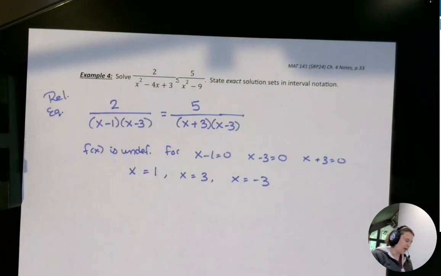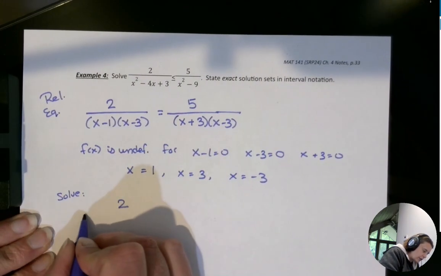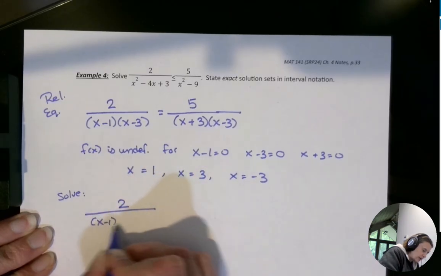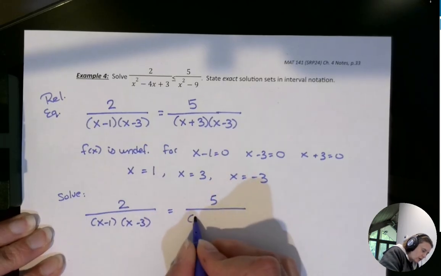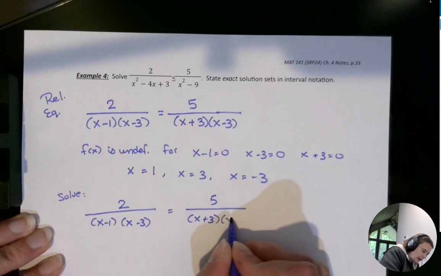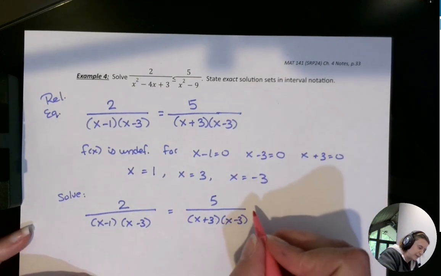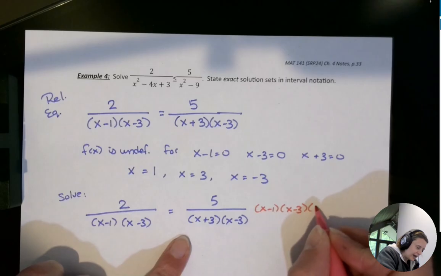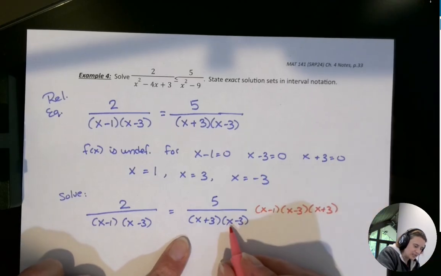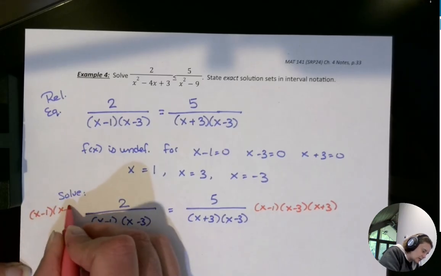We find that first, and then we solve our related equation. So I'm going to rewrite this. We've got our 2 over x minus 1, x minus 3 equals 5 over x plus 3, x minus 3. And we want to multiply both sides by the common denominator. The common denominator is going to have each of the denominators. So we're going to have x minus 1. We're going to have x minus 3. We're going to have x plus 3. I don't need another x minus 3 because they're going to share this one. So we're going to do this to both sides.